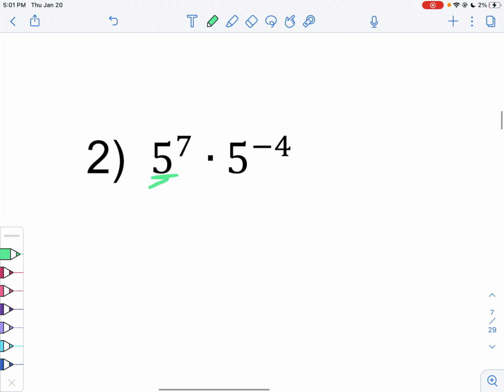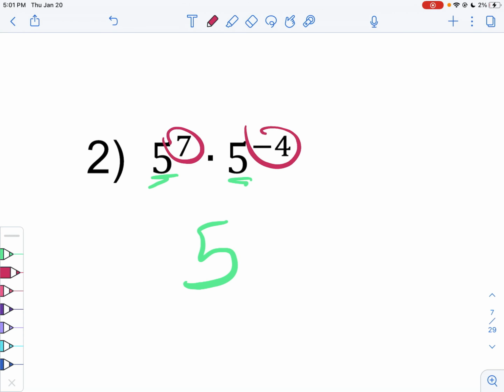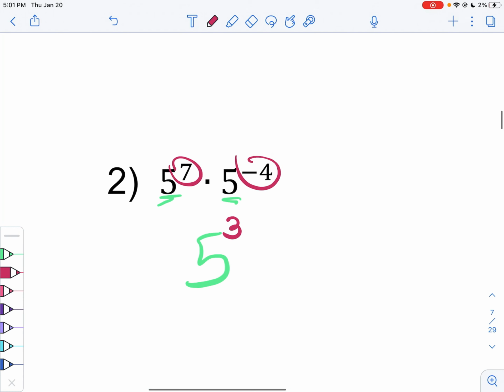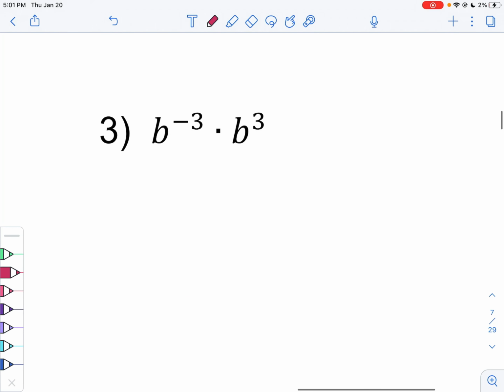Okay, like bases again, our base is 5 on both of these. We're multiplying, so we're going to add the exponents, so 7 plus negative 4 gives you 3. Again, you can do 5 times 5 times 5. We're just going to leave it like that because we're just practicing adding those exponents.